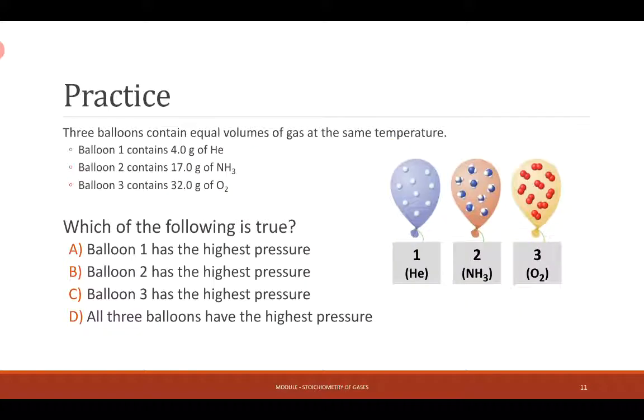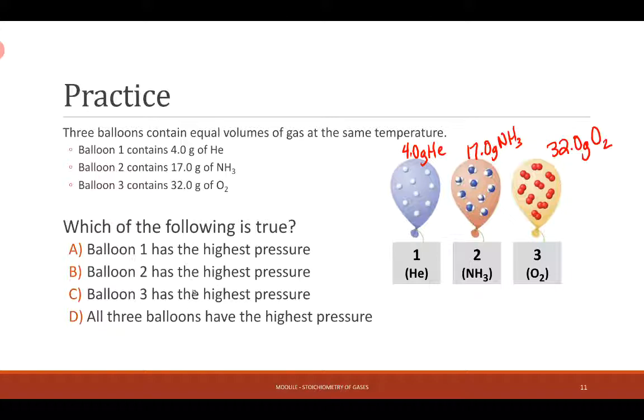So let's do a practice problem for your conceptual understanding. We have 3 balloons that all have equal volumes, and they're at the same temperature. And here we have masses of gases. So this first one contains 4 grams of helium. The second one contains 17.0 grams of NH3. And this third one contains 32.0 grams of O2.